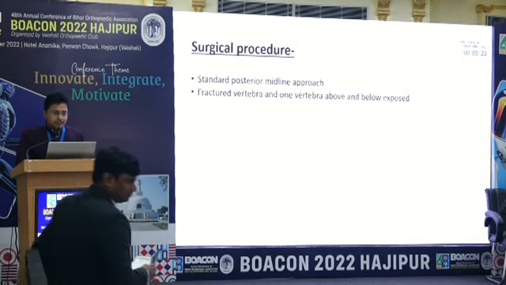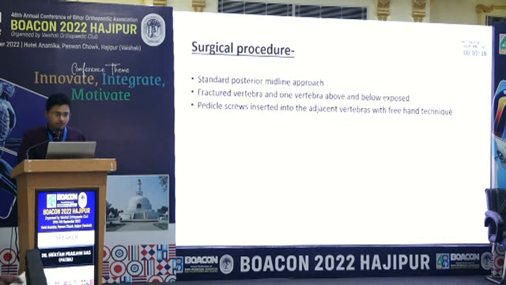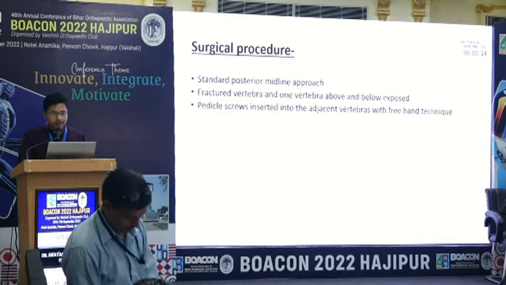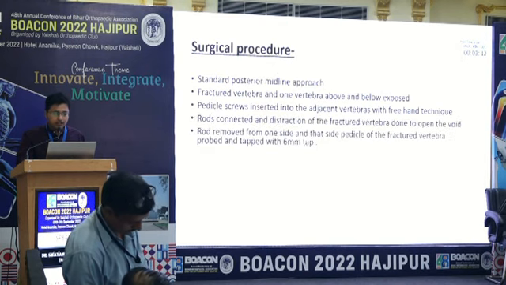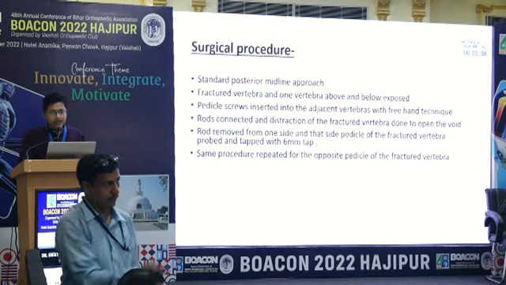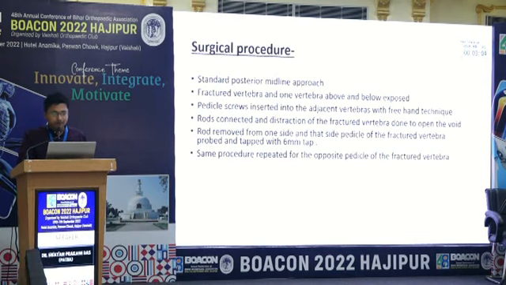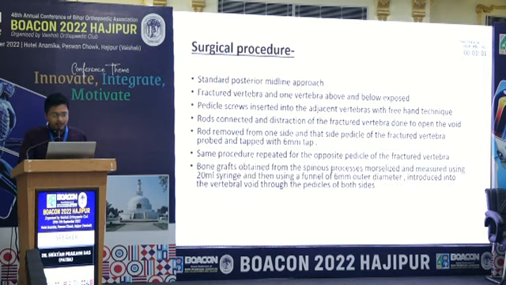The surgical procedure was a standard posterior midline approach. The fractured vertebra and one vertebra above and below were exposed. Pedicle screws were inserted into the adjacent vertebrae with the freehand technique, rods were connected, and distraction of the fracture site was done. Then the rod was removed from one side, and on that side the pedicle of the fractured vertebra was probed and then tapped with a 6 mm tap. The same procedure was repeated for the other side.